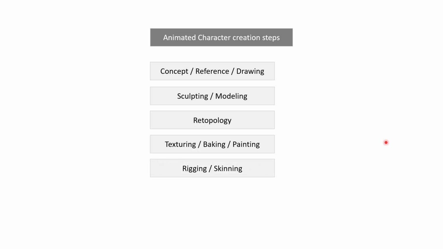So the next step is rigging or skinning, which is essentially putting control points on different parts of your character in order to be able to animate. So the last step in creating 3D animated characters is, of course, animation. If you have a good rig, you can animate it easily. If you don't have a good rig, animation is really hard.